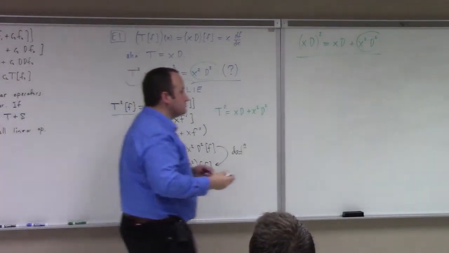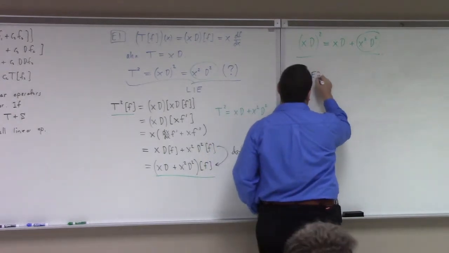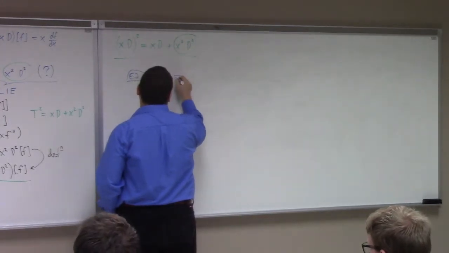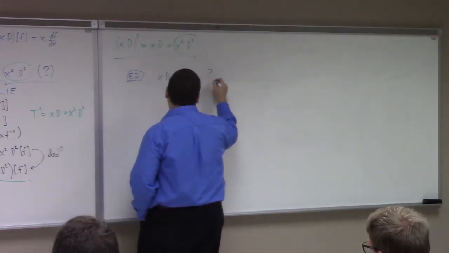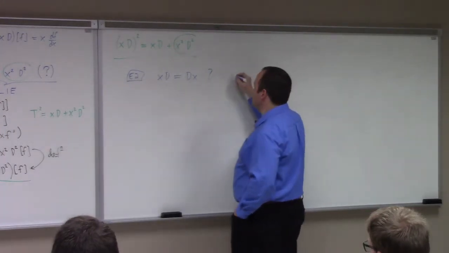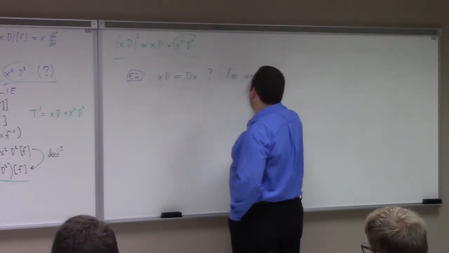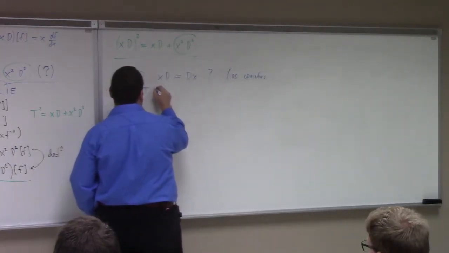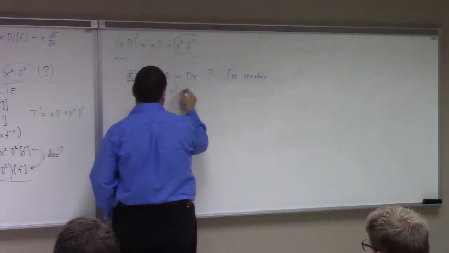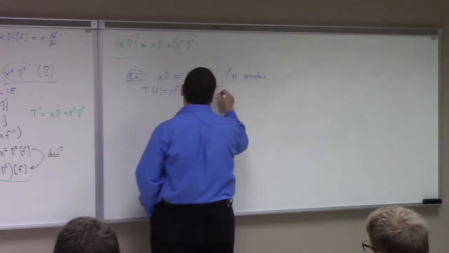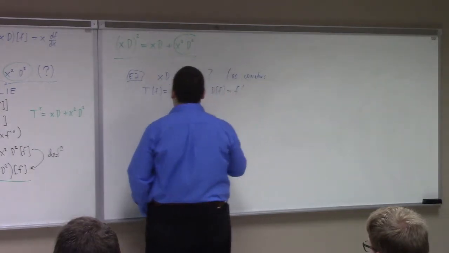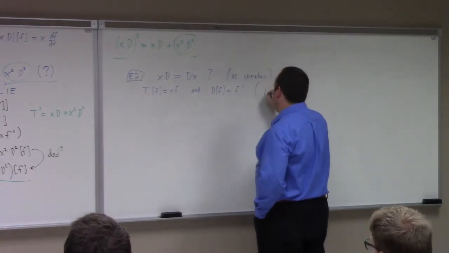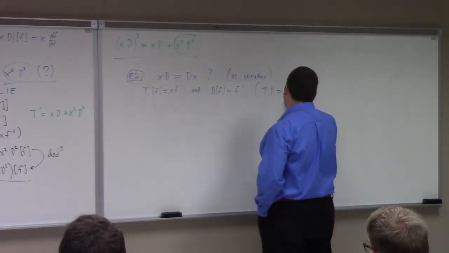Another example. Let's see here. Is x times d equal to d times x? This is as an operator equation. So maybe I should say it this way instead. T of f equals xf. And, of course, d of f, you know what that is, f prime. So my question really, perhaps stated in a less ambiguous way, is t times d equal to d times t?